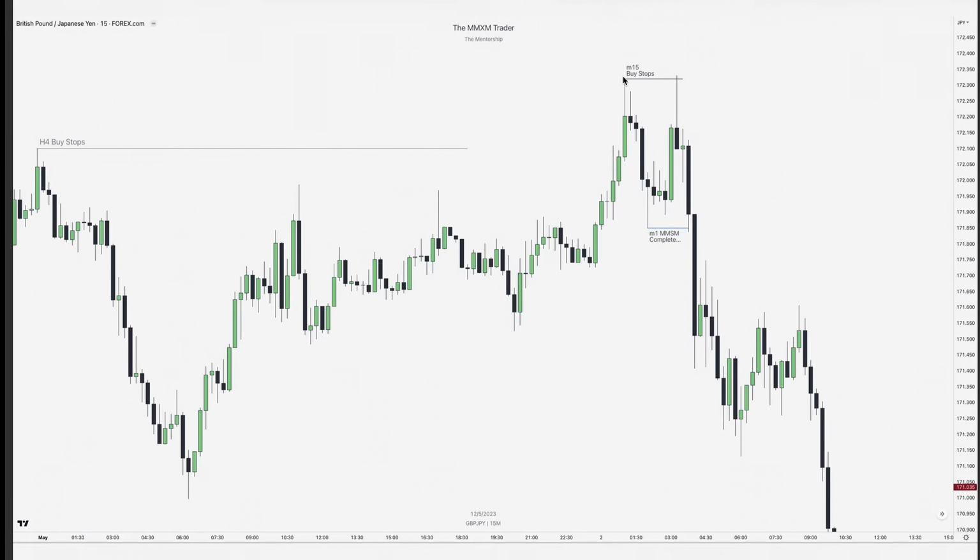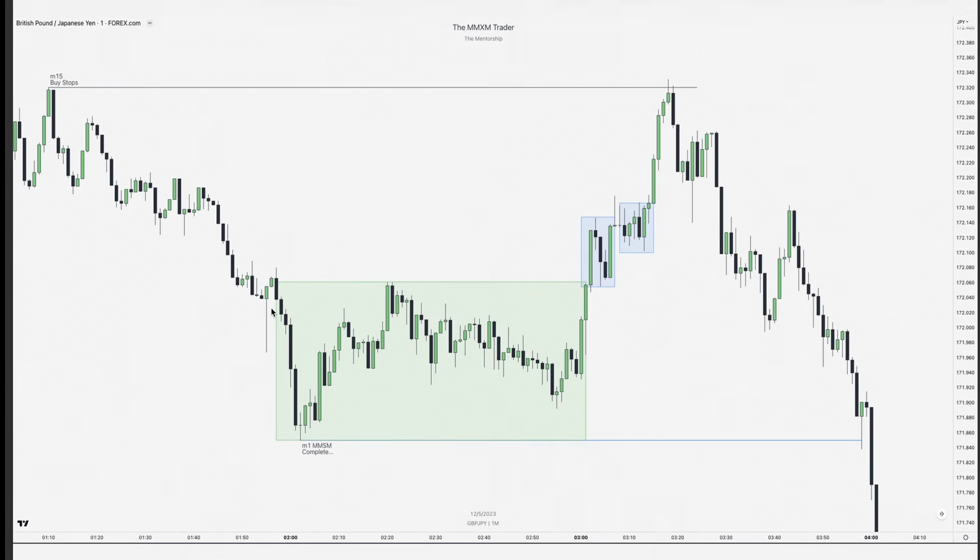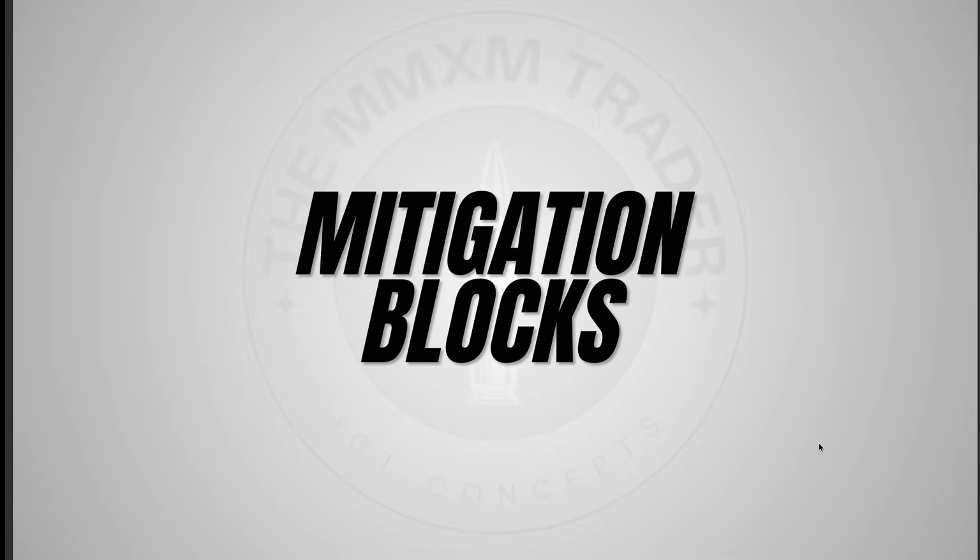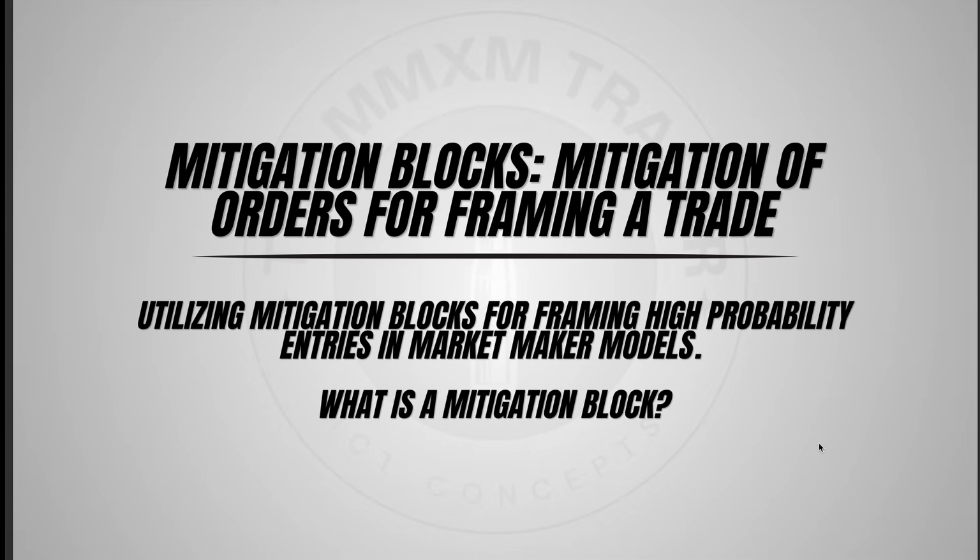15-minute, from this high to this low with the internal here. Just this here, this move up to here and down to here on a 15-minute is a complete 1-minute market maker sell model. Original consolidation, accumulation 1, 2, smart money reversal, and then price sells off into the sell side of the curve. Now we're going to blend the time frame alignment with where we can find entries, which is, as we've covered, the mitigation blocks. So utilizing mitigation blocks for high probability entry trades in a market maker model.